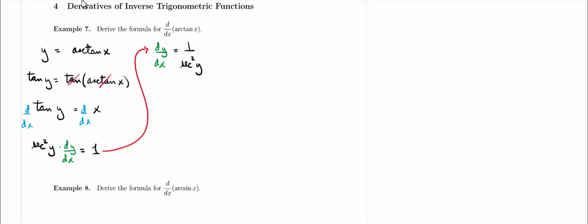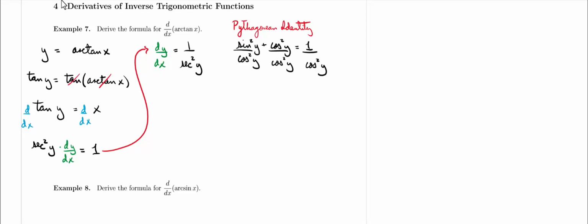However, I'm going to make use of the Pythagorean identity to see if I can find a relationship between secant squared of y and tangent squared of y. If I have sine squared of y plus cosine squared of y equal to 1, then if we divide everything by the cosine squared, we obtain a different form of the Pythagorean identity, which gives us sine squared over cosine squared, which is tangent squared of y, plus the cosine squared over cosine squared, well, that's 1, is equal to 1 over cosine squared of y, which is the same thing as secant squared of y. Oh, well, look at that.